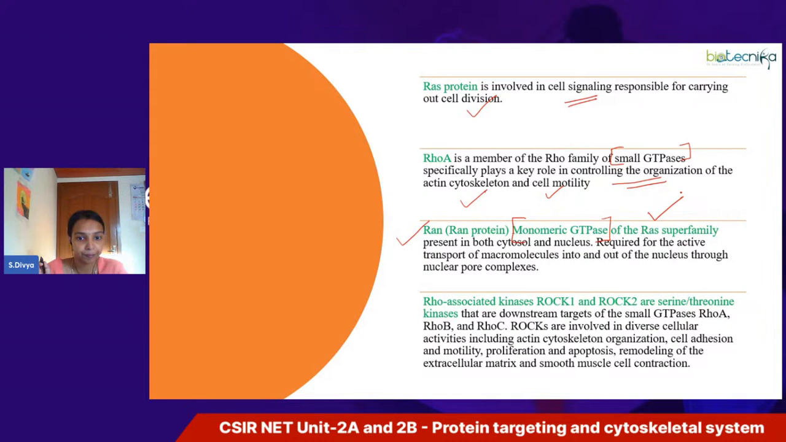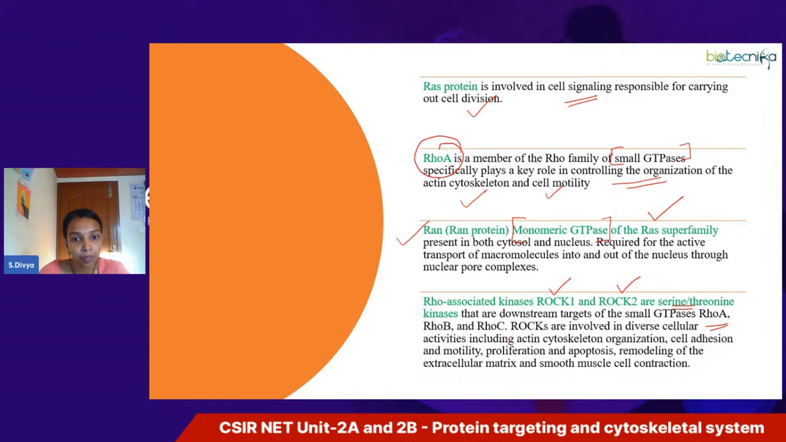Then the last option was Rho associated kinases, ROCK1 and ROCK2. Both of them are kinases. What kind of kinases? Serine/threonine kinases that are downstream targets of RhoA. Once RhoA is activated, it leads to the activation of ROCK1 and ROCK2. Simultaneously, they are responsible for organizing the cytoskeletal system only. Accordingly, you have RhoA, RhoB and RhoC.